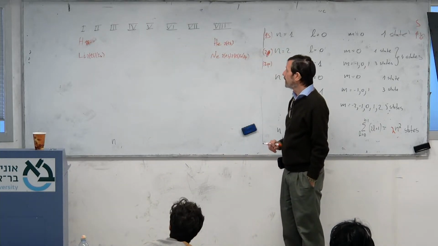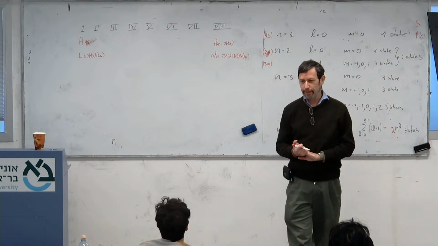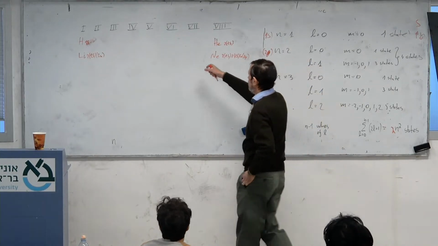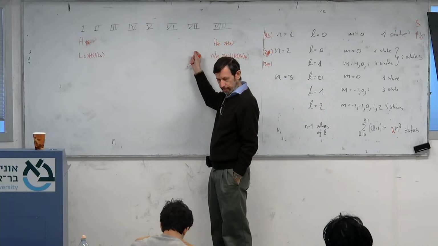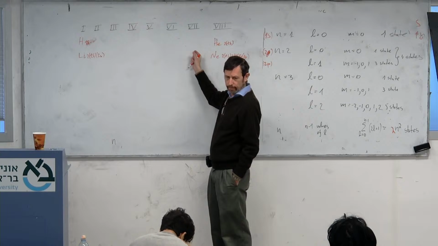Okay. Now let's do the first step in chemistry. What's the guy in the 7th column? Fluoride.